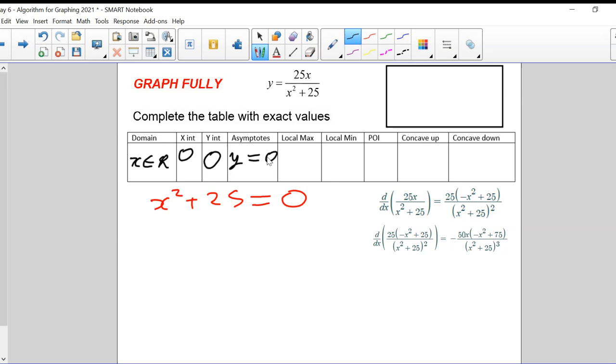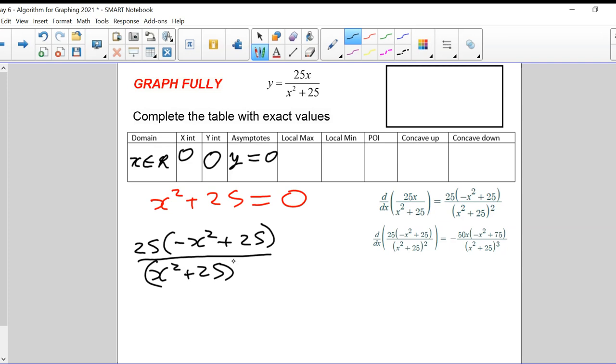Again, I'm not asking you to find a derivative. That's in a previous unit, so hopefully you can do that yourself. So is this 25 times minus x squared plus 25 over x squared plus 25 squared? Let's write that down, because I think you know that you need to set that derivative equal to 0. So it's 25, factored out, times minus x squared plus 25, all over x squared plus 25 squared.